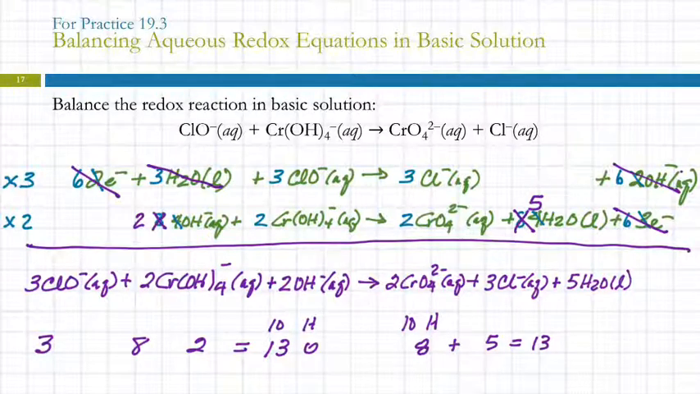And charges, 3 negative and 2 negative and 2 negative, so I think that's 7. And this is 2 times 2 is 4, and 3 is 7. So all the atoms balance, and the charges are equal on both sides. Regardless of how you got there, if that's true, you're good. Any questions?